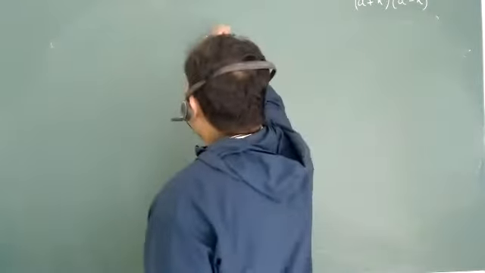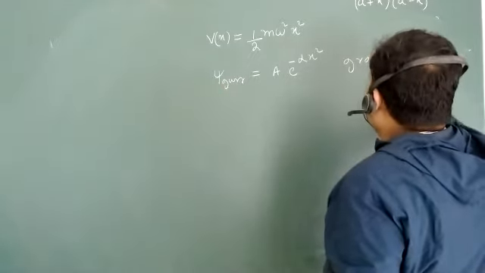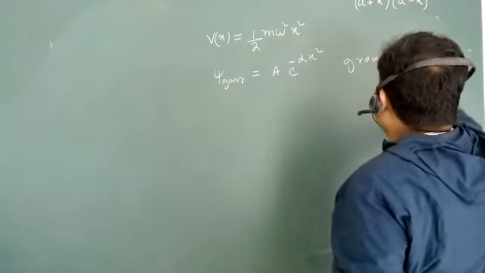And the guess wave function, now look at this, this is very critical. The guess wave function is given by a e to the power minus alpha x square. Then how will you proceed? This guess wave function is given for the ground state. So if this is your guess wave function for the ground state, what will be the energy for the first excited state for this potential? Now the question is very tricky.